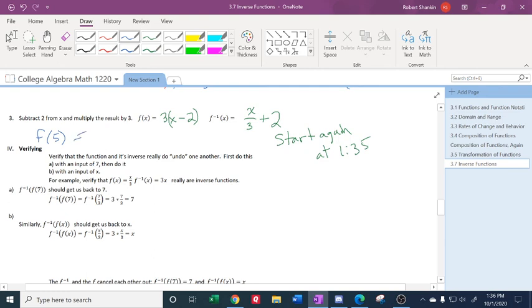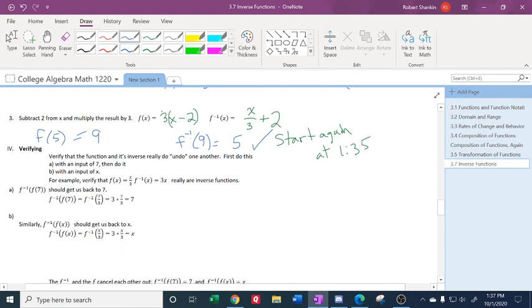And see what we would get. You would subtract 2 from the 5 to get 3. So it would be 3 times 3, and it would be 9. Now, f inverse of 9 should give me 5. Divide by 3, and I would get 3. And then 3 plus 2 is 5. Wow, it works. So, yes, this is the right inverse.